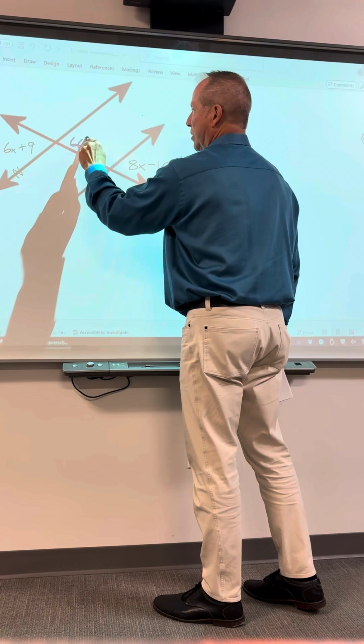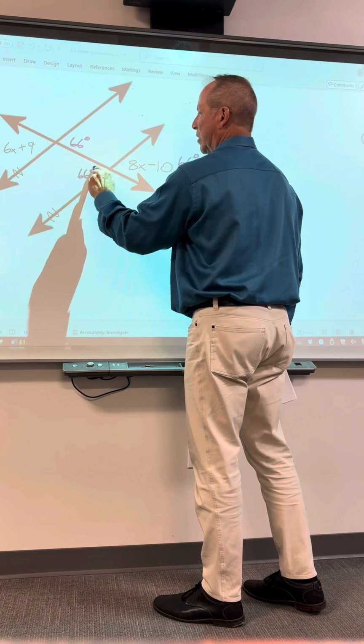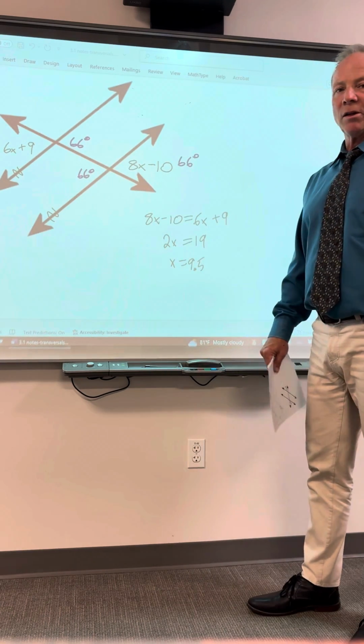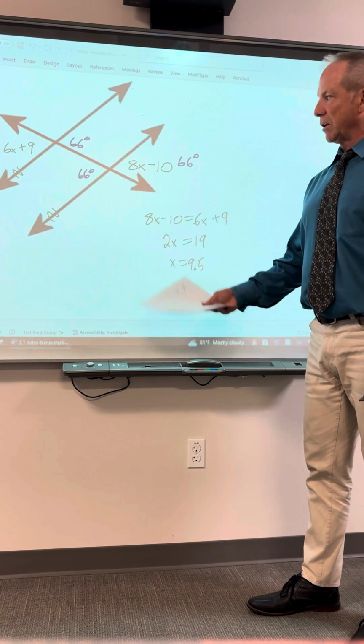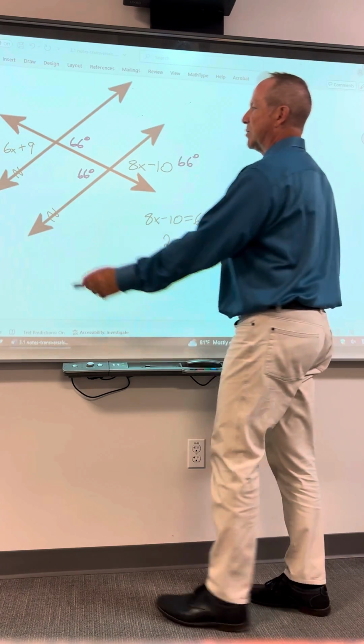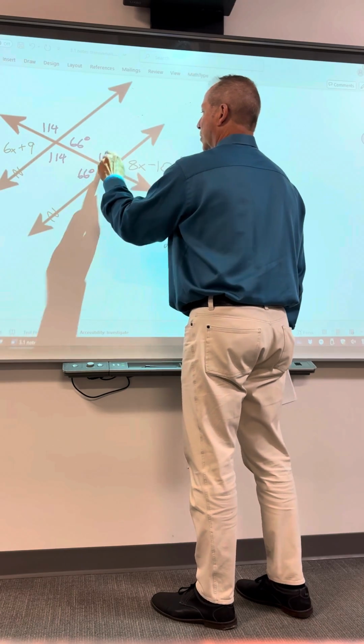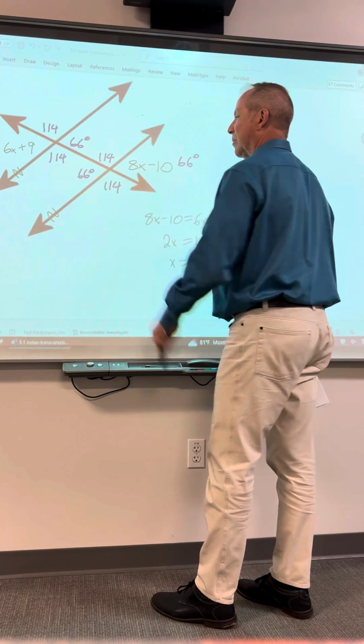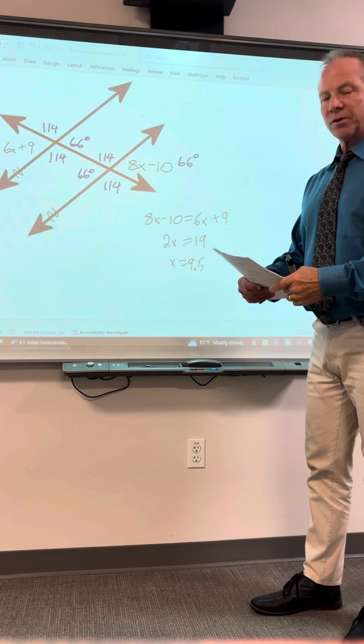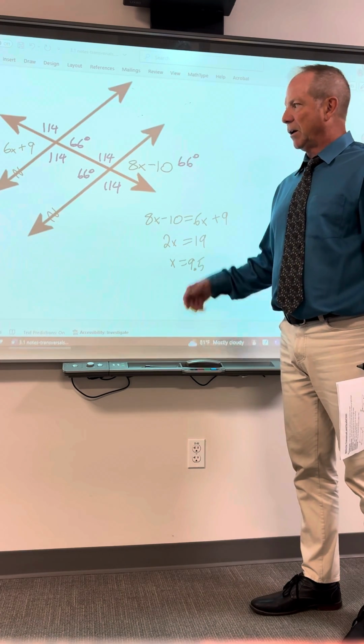That means all of the acute angles will be 66. And then what do you do to figure out the other 4 angles? Those are the obtuse ones. 180 minus 66 is 114. So all these are 114s. Okay? All right, that should conclude your lesson for today.